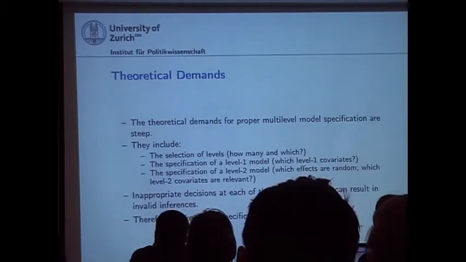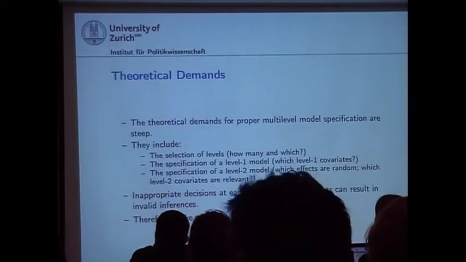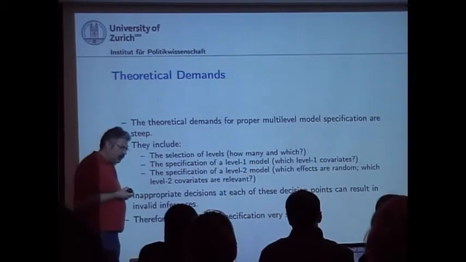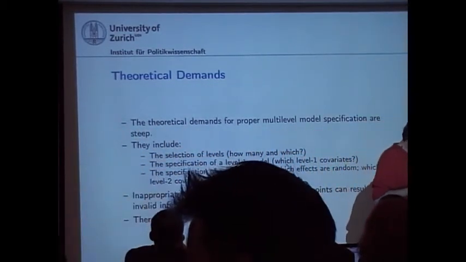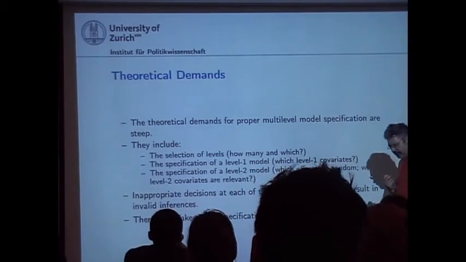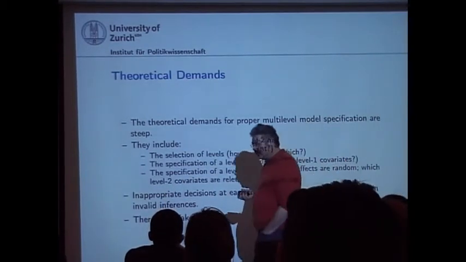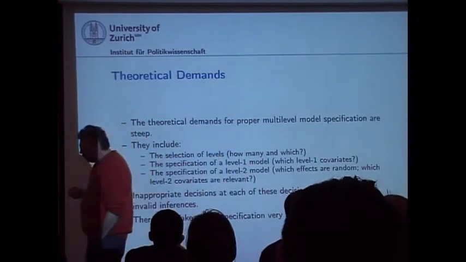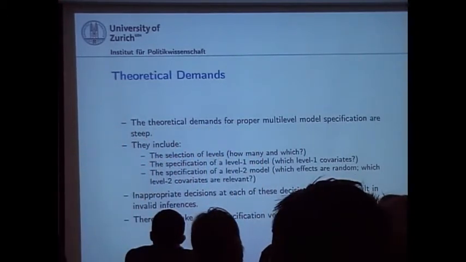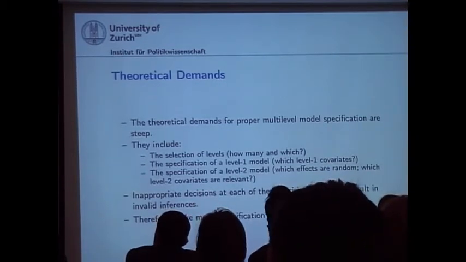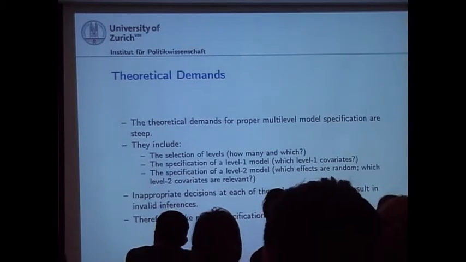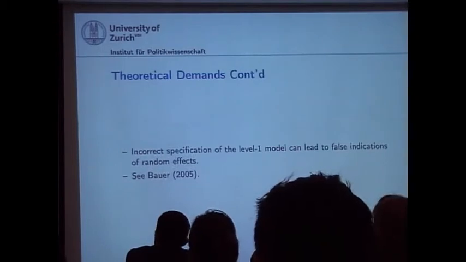And really what we need is to think about micro and macro linkages. And it's not impossible to do that, because I think we have theory there. We have ideas about how context influences behavior at the individual level. It's just that we have to take this fairly seriously, because if we make bad decisions, we can have invalid inferences. And here's just one example that I'm aware of.